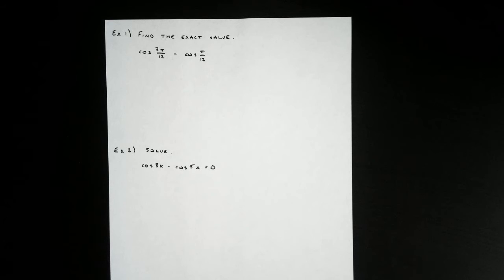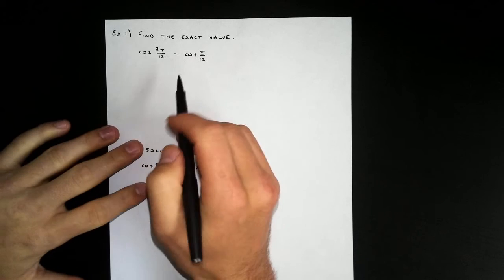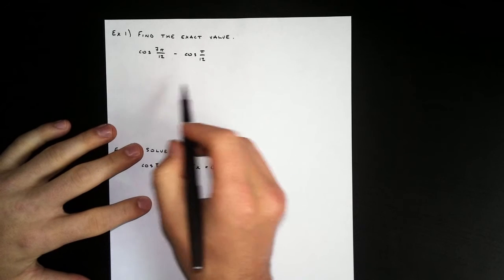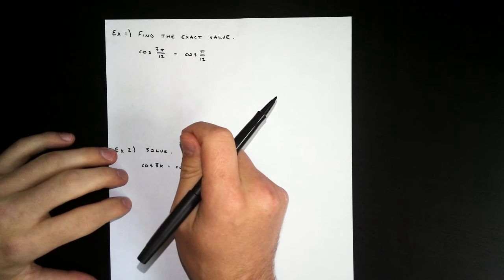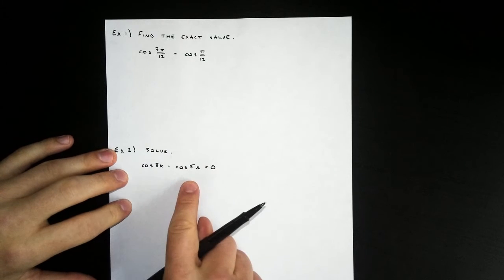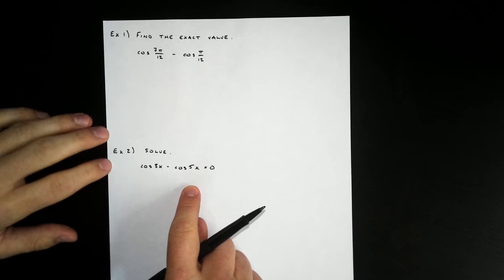And as we've seen before, these identities are going to give us a way where we can go from angles that aren't on the unit circle and then give us something that hopefully is. So in this first example, we should be able to find the exact value. And then in the second example here, I want to use an identity to help me solve an equation.